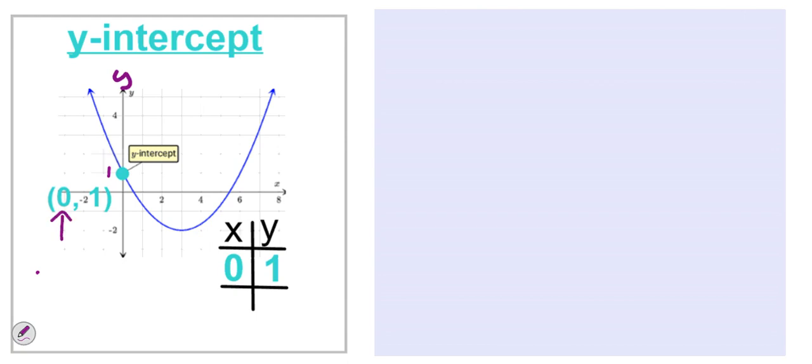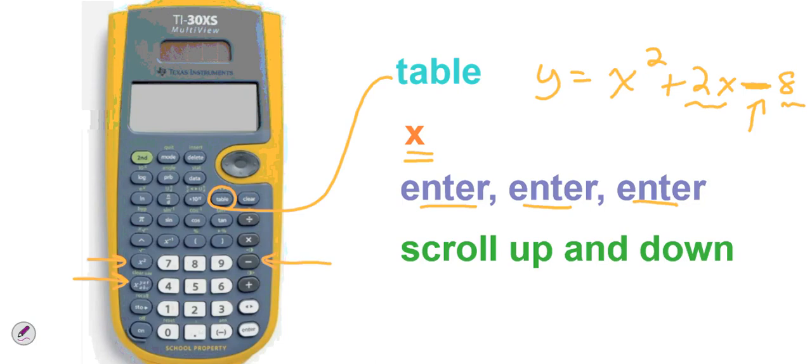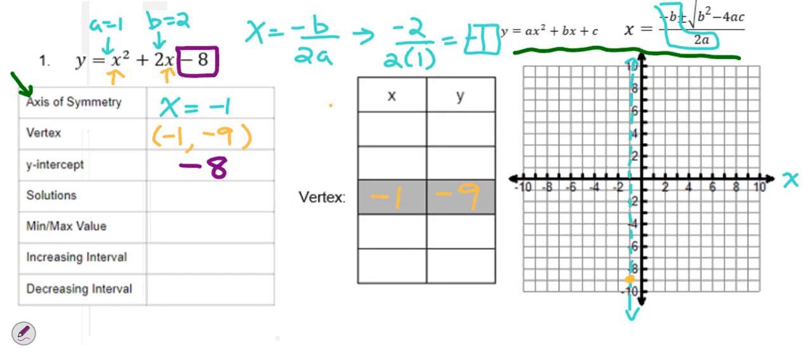X is always equal to 0. So let's say you wanted to find the y-intercept and you didn't want to plug 0 in. You didn't want to remember anything. You're just going to scroll until you see on your table, on your calculator, where x is equal to 0, and whatever y is equal to, that's your y-intercept. So we're going to go ahead and do that with this. Either way, what we already did, it's negative 8.